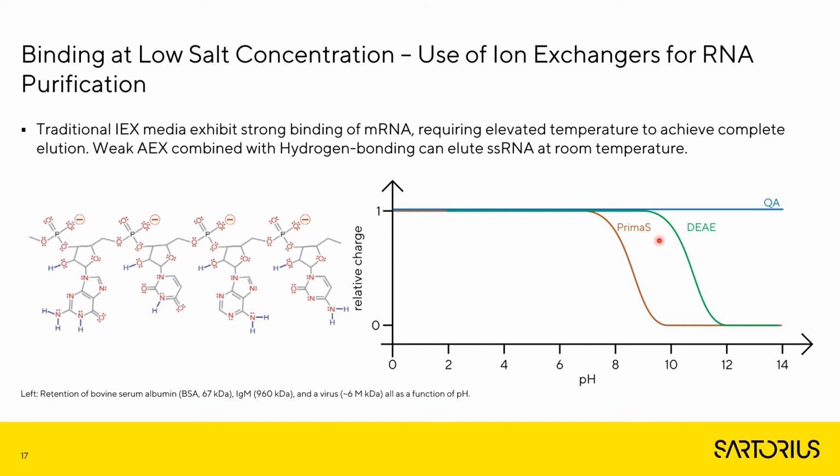So we can take a ligand, and this is the same ligand we saw earlier for analytical purposes, which loses its charge at a lower pH value. So the isoelectric point is at a pH of 9.5, and it loses its charge at a pH of 10.5. And this allows us to effectively capture and purify single-strand mRNA on a multimodal column and eluting it at room temperature.